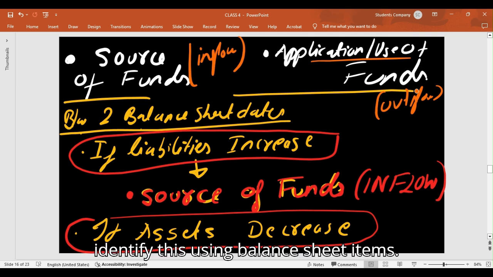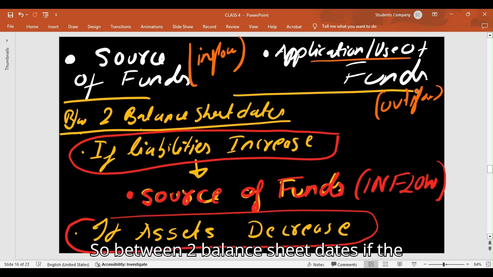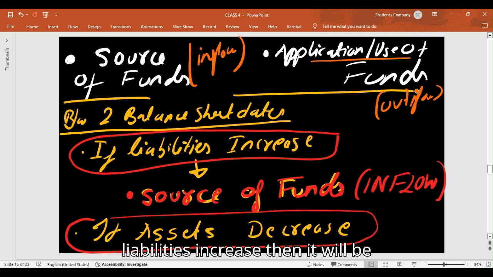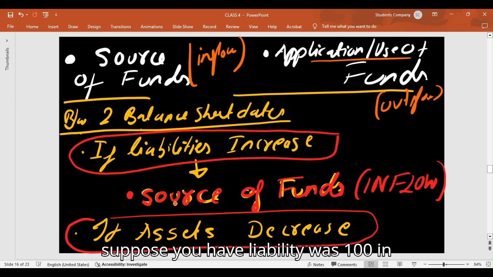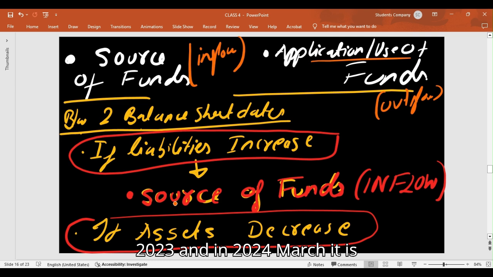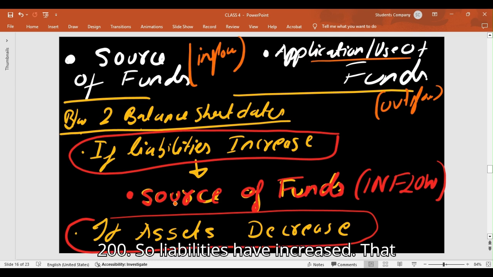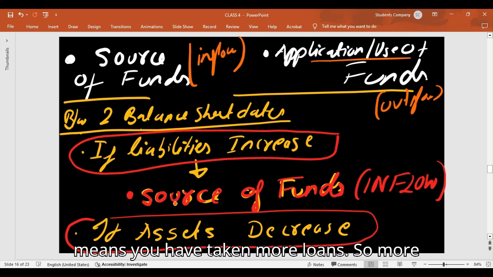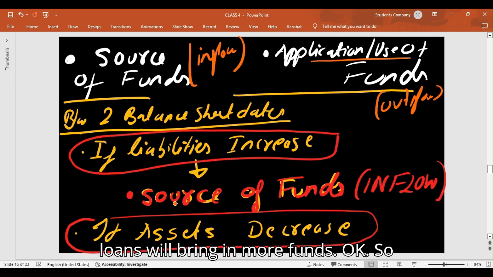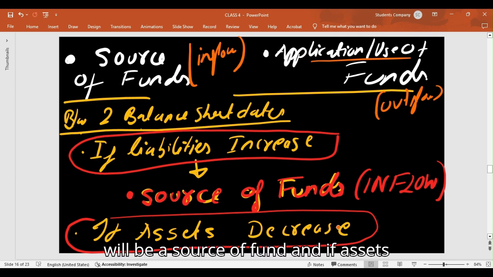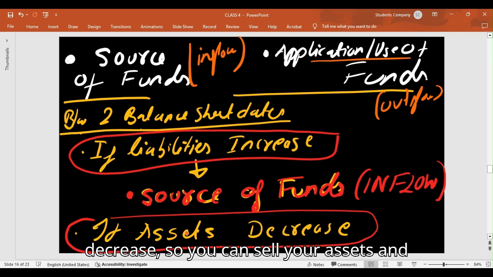Now how to identify this using balance sheet items? Between two balance sheet dates, if a liability is increased, then it will be called a source of funds. Suppose your liability was 100 in March 2023 and in March 2024 it is 200. So liabilities have increased. That means you have taken more loans. More loans will bring in more funds. So it's an inflow of funds and it is a source of funds. So liability increase will be a source of fund. And if assets decrease, you can sell your assets and generate income from that. So that will also be a source of fund.